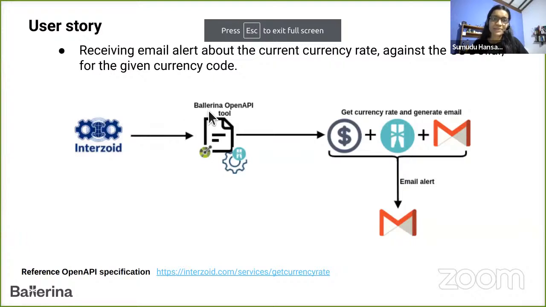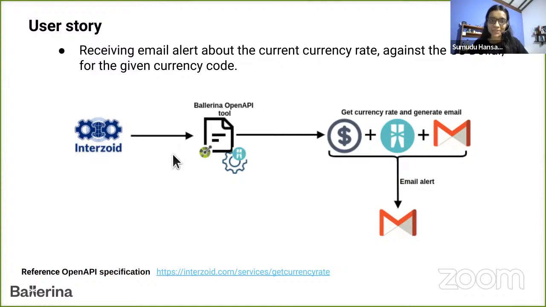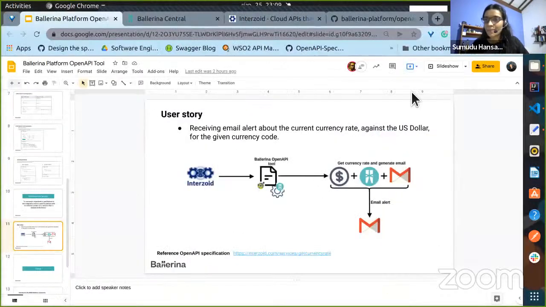firstly I need to create the Ballerina connector using that currency OpenAPI with our OpenAPI tool. Then after that, I'm going to use that generated connector to send an email alert to my email inbox, mentioning the current currency rate. Let's see how we can do it.